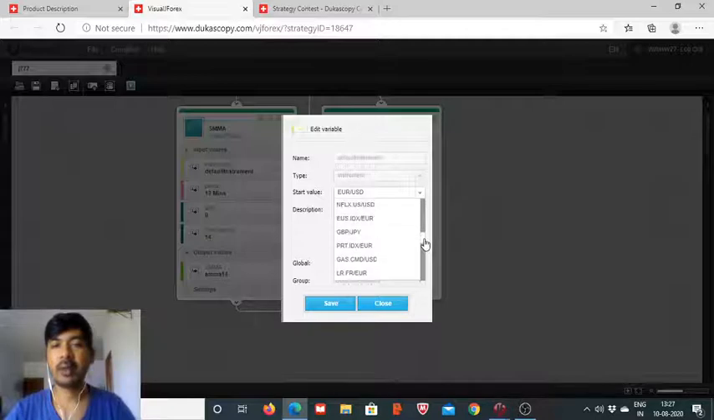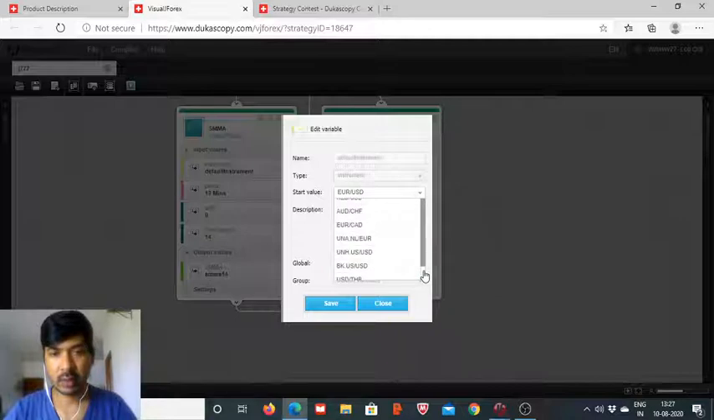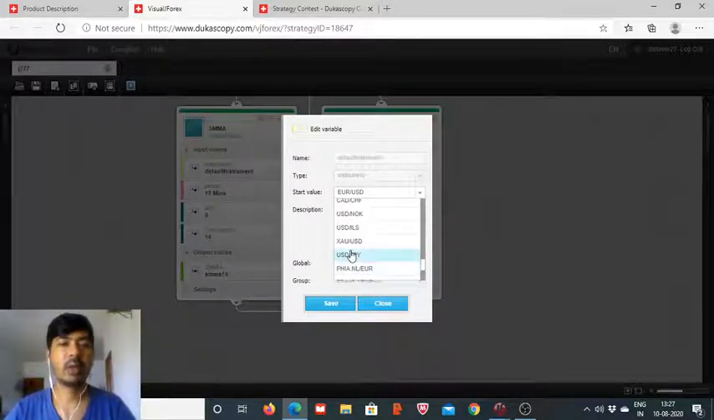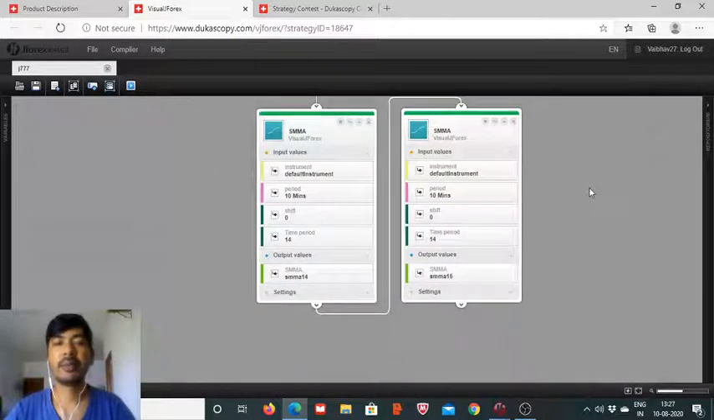Now we have to find it. Sometimes we find it very difficult to figure out where that particular instrument is. You have to scroll from top to bottom or from bottom to top, and it is still not visible, but let's continue. Okay, so we got the USD/JPY here, and we will use this as our default instrument.